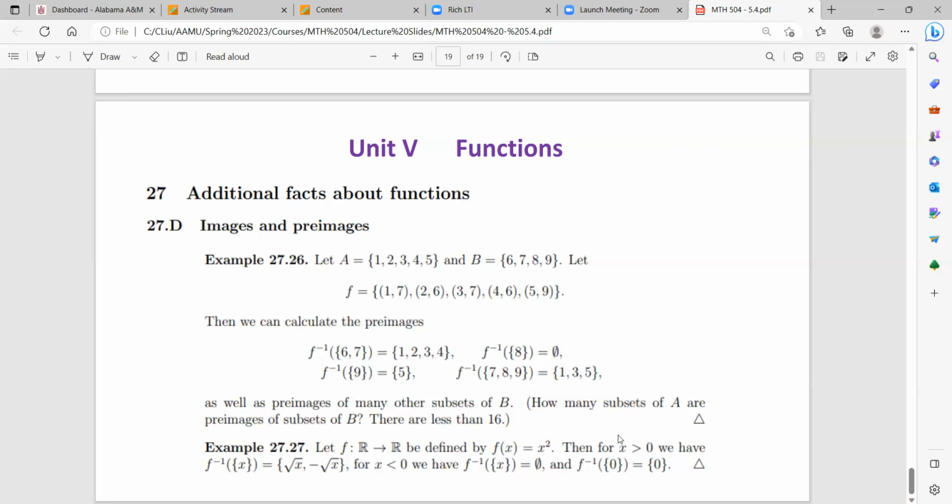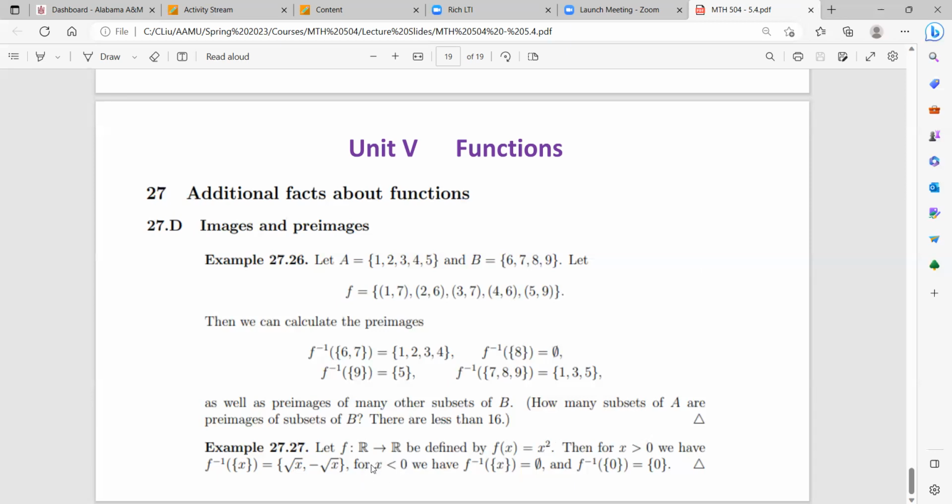So if you try to find the pre-image of the set of one number x, where x is positive, then you're going to get two pre-images. If you try to solve the equation x squared equal to a positive number, you get 2 solutions: the square root of x and the negative square root of x. So that's the pre-image of this set. It includes 2 numbers, a set.